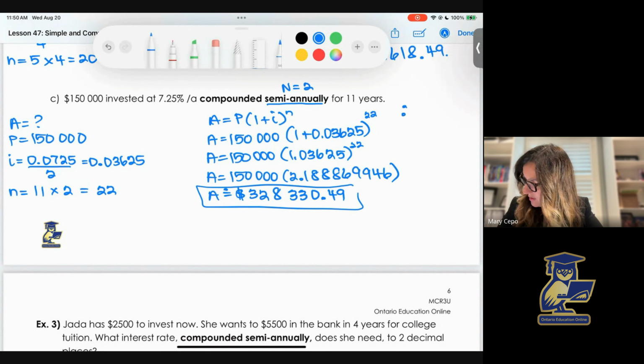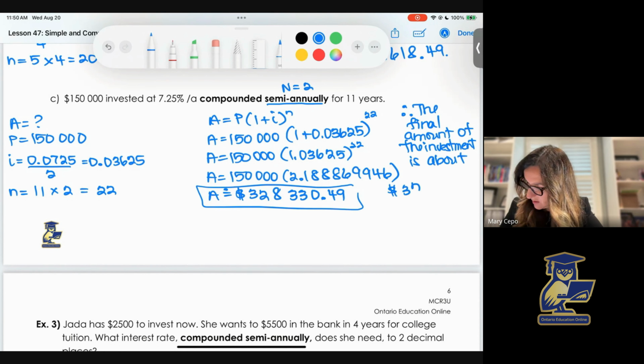So therefore, the final amount of the investment is about $328,330.49.